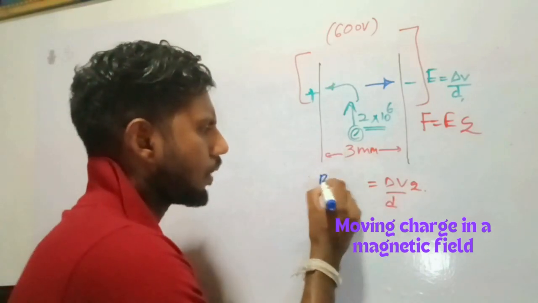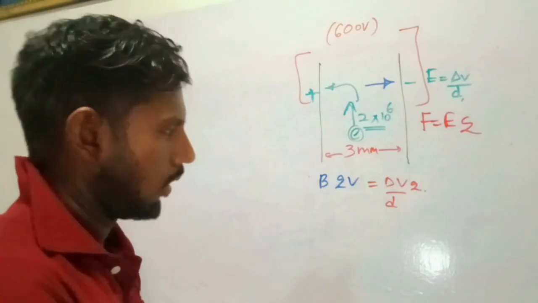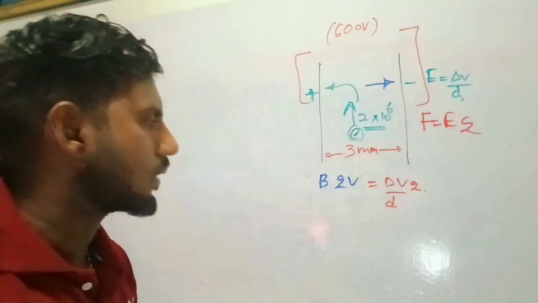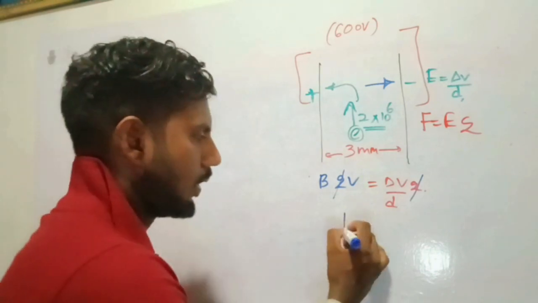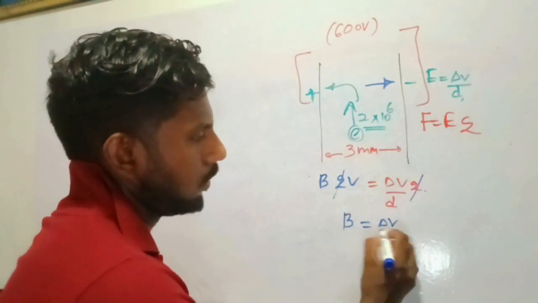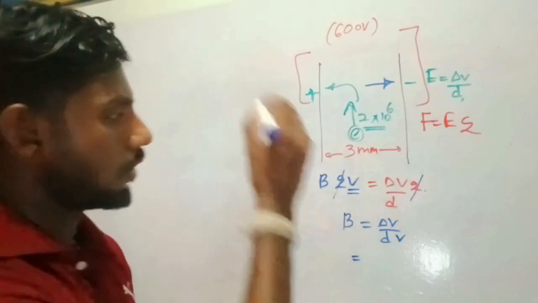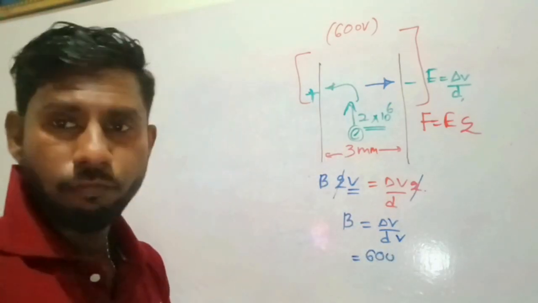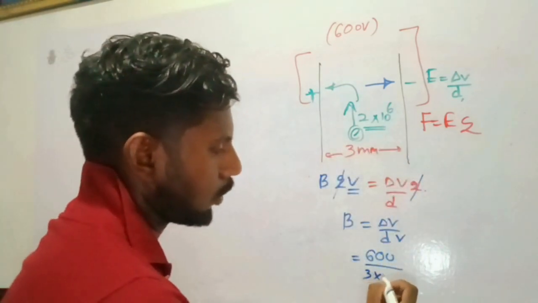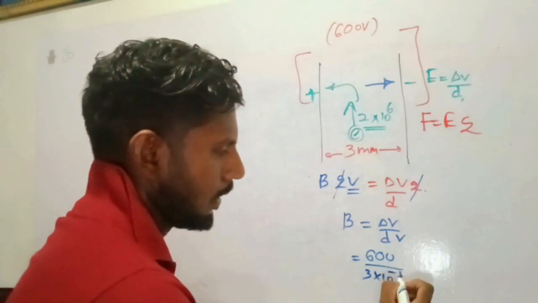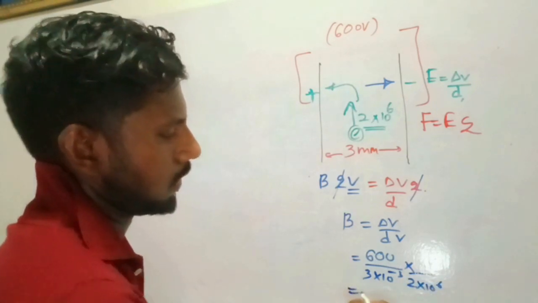F equals BQV. Then the charge Q and Q will cancel off, and they ask us to find the value of B. So B equals delta V over D divided by velocity V. Delta V, the potential difference, is 600, divided by the separation, 3 × 10^-3, and the velocity of course is 2 × 10^6.